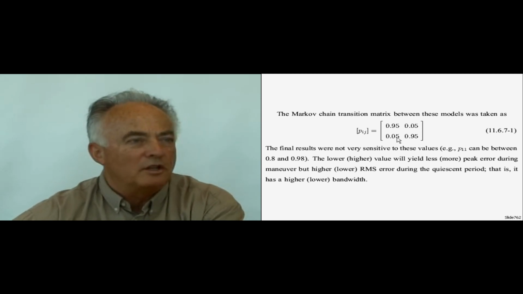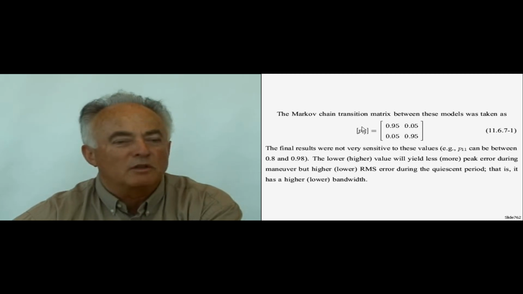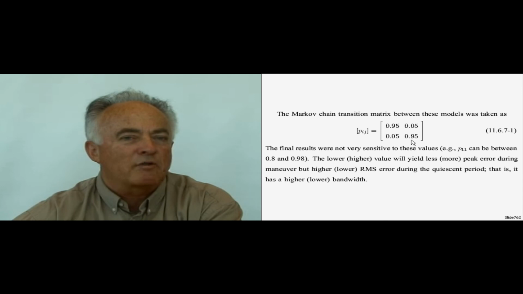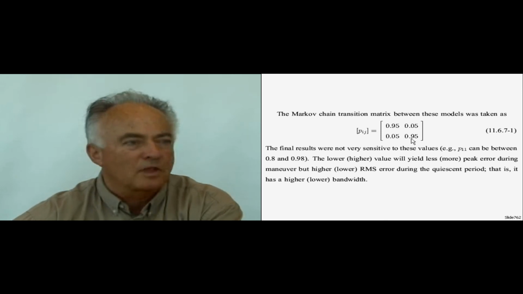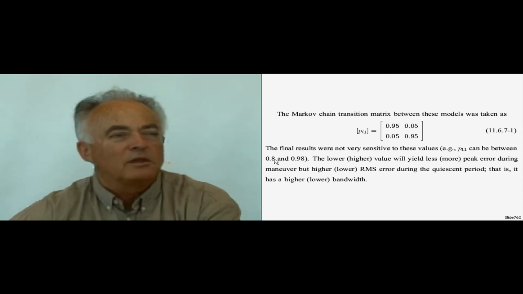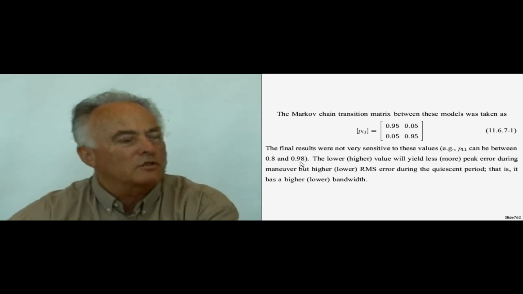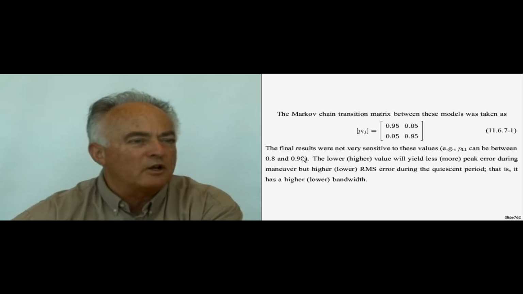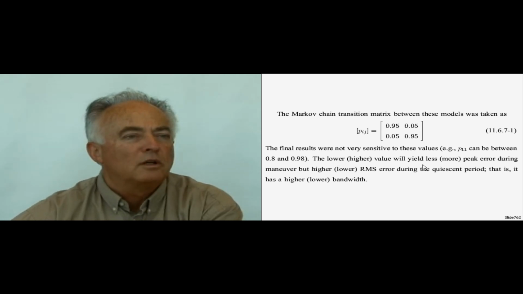What's important is that these numbers, which are never going to be given in the real world by anybody to a designer, have to be selected by the designer. Fortunately, the final results are not very sensitive. We can take a P11, that's the first term, between 0.8 and 0.98, and not see tremendous differences. There will be some. The lower value will yield a lower peak error during maneuver, and the higher value will yield more peak error during a maneuver.